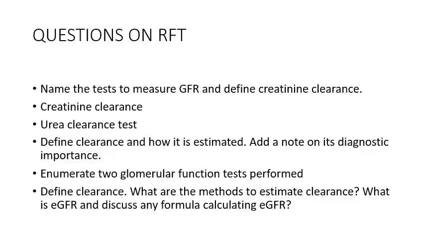Then the next category is estimation of glomerular filtration rate, that is GFR. Under that we can see creatinine clearance, inulin clearance, then urea clearance, etc. Then the next classification of renal function tests are tests of renal tubular function, for example, urine dilution test, then urine acidification test, then water deprivation test.